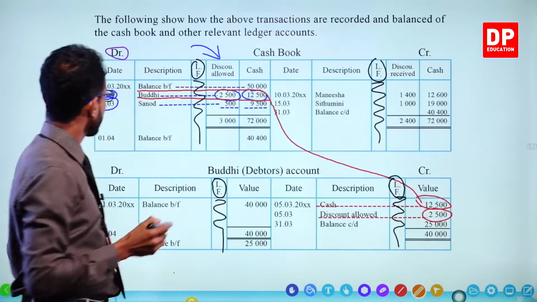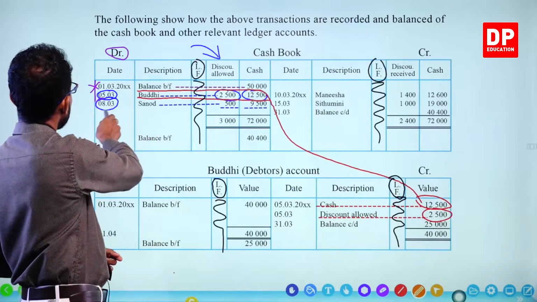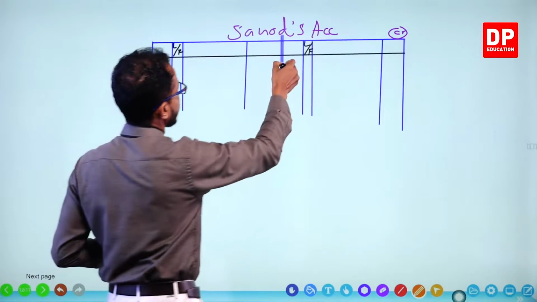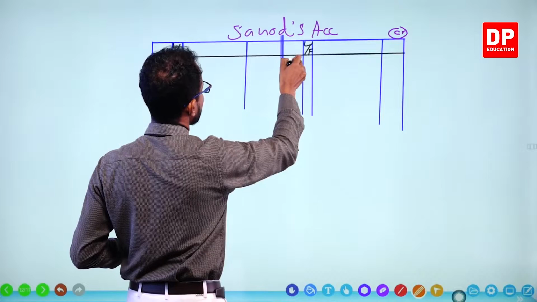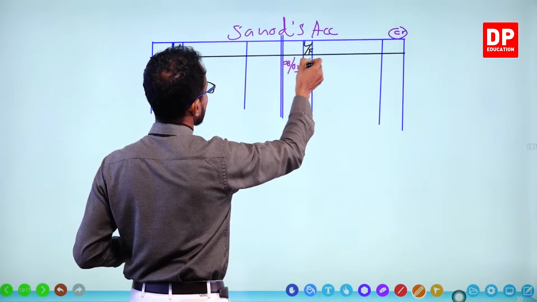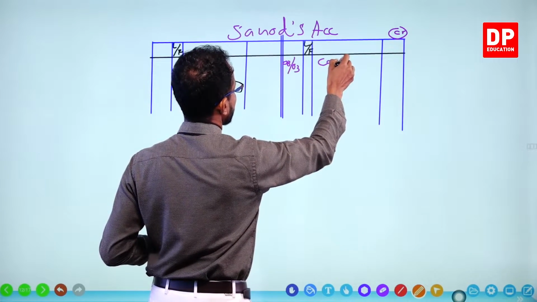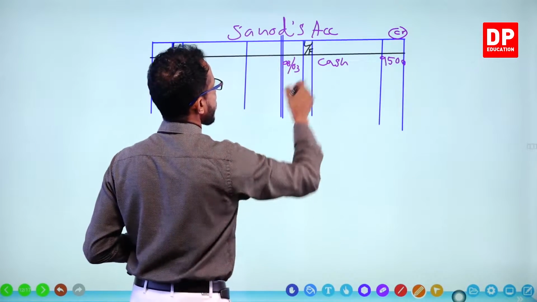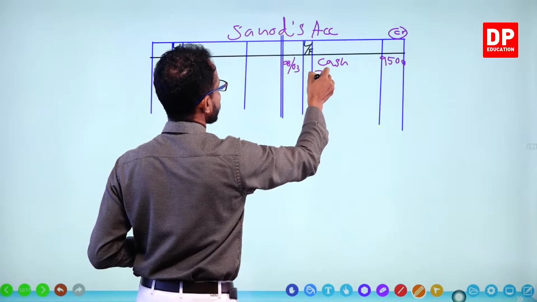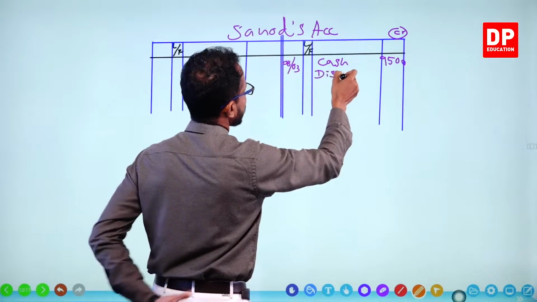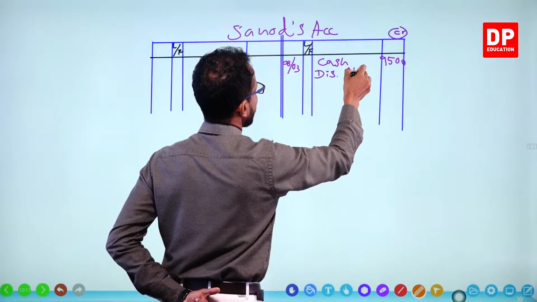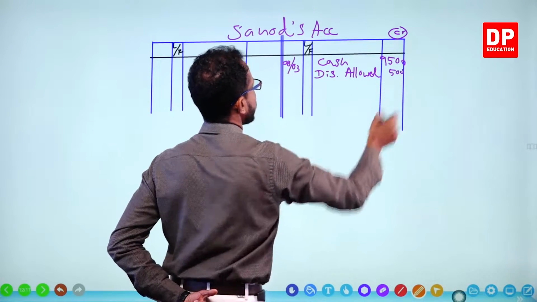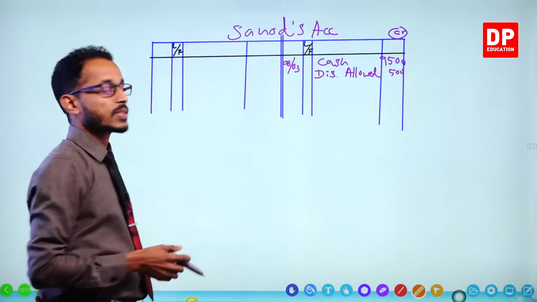What is the date? 8th March. We'll put the date 8th March. Cash, how much? 9,500. And discounts allowed, how much? 500. That's it.